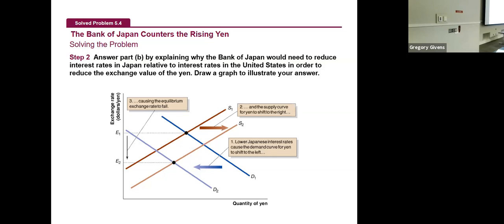There you go. So the Bank of Japan would want to buy US treasuries, increase Japanese bank reserves, and therefore increase the Japanese monetary base, pushing Japanese interest rates down and setting in motion these demand and supply shifts that we're talking about here.